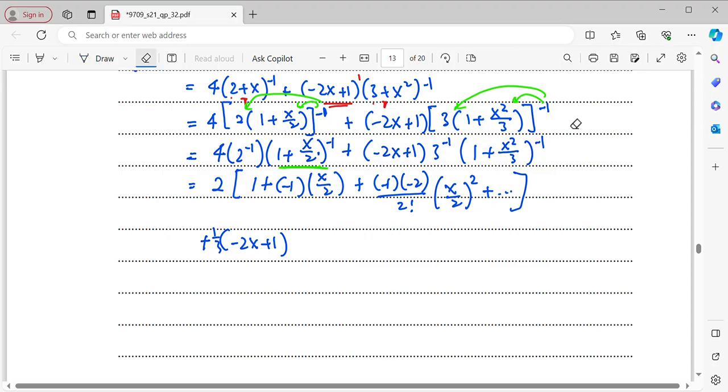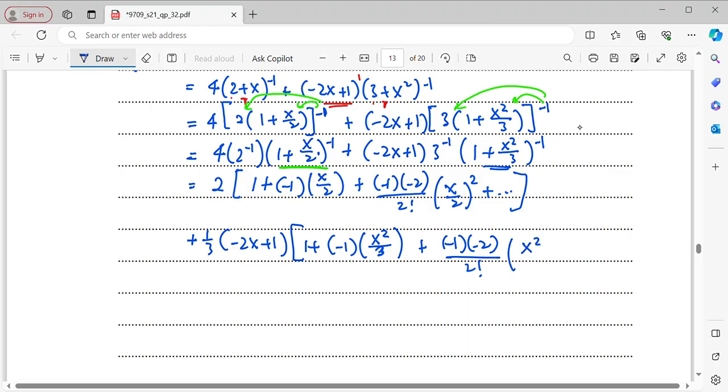Okay, so I will just write in front. So this is plus 1 over 3. Then I multiply with this expansion. So it will be 1 plus n is minus 1. The x now becomes x squared over 3. Then plus n minus 1, so over 2 factorial. Then x squared over 3 squared. Okay. Then we just need to do expansion or simplify.